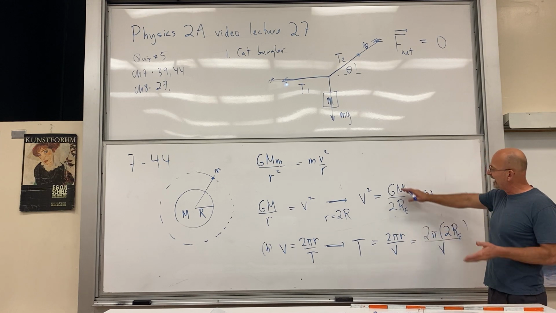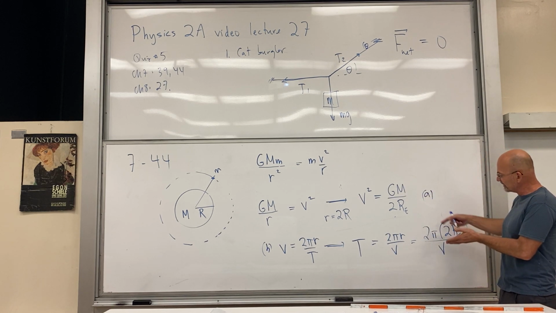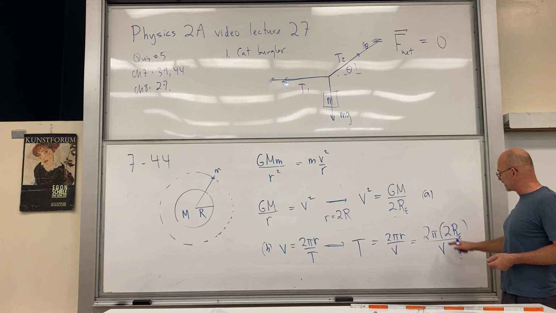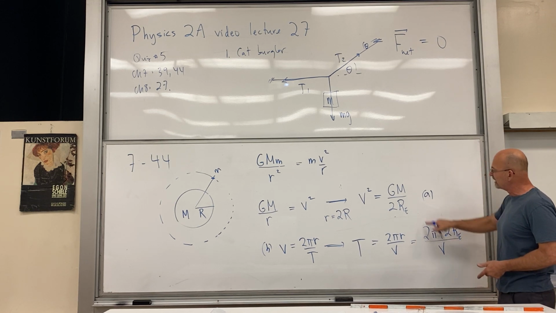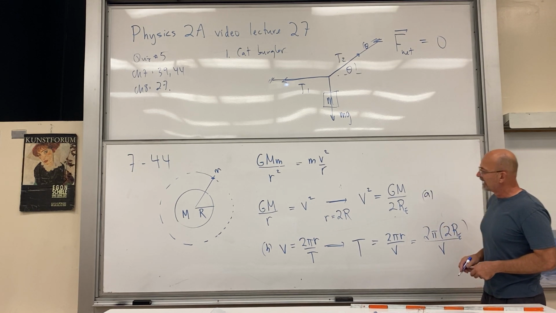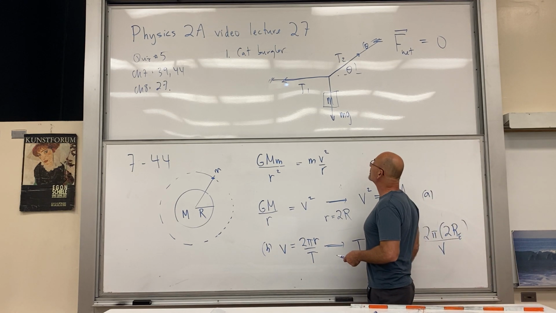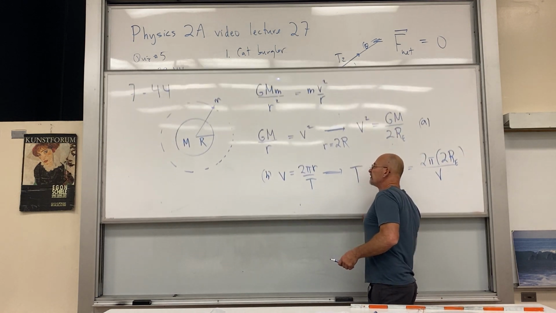You can simplify analytically, but I'm just going to leave it right here because conceptually we're pretty clear on that. 2 pi, that radius, v that we found from up here. And then the force on it, this is an interesting question. The gravitational force.